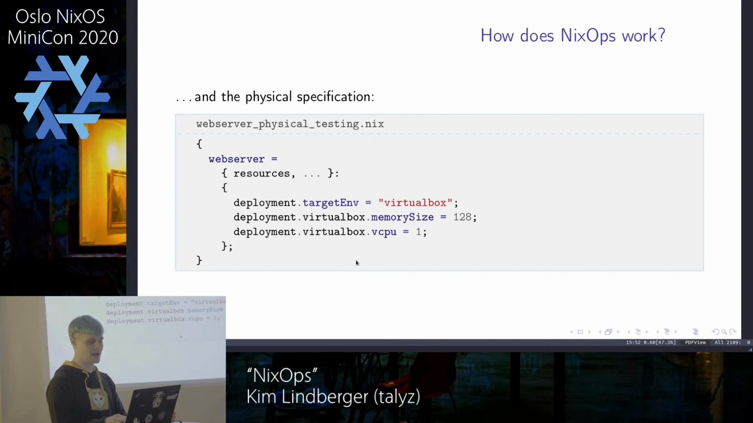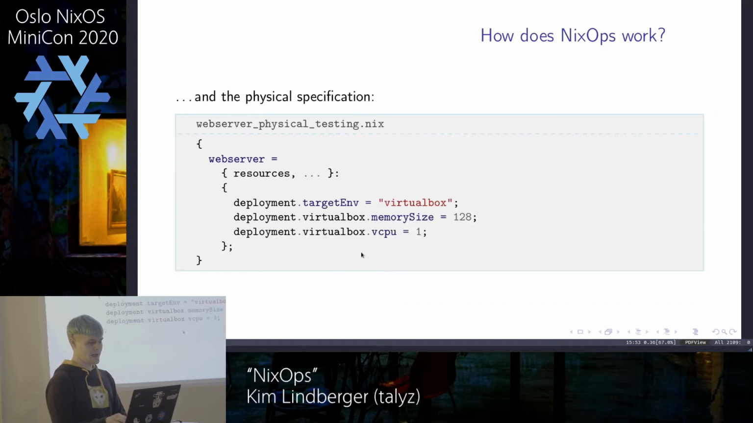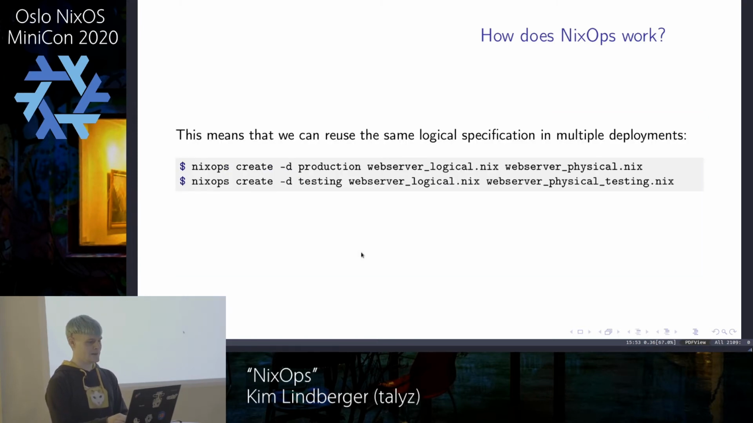And then we have the physical specification in a separate file, where we just assign the same name for it in the attribute set, so web server, just as we had for the previous one. And yeah, that works just the same as the previous example. We just have to tell NixOps to look in both of these files when we create the deployment.